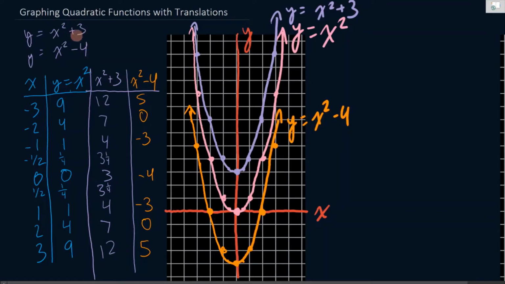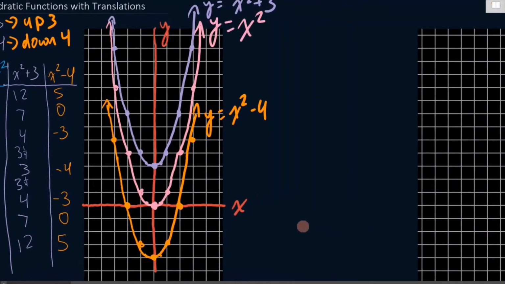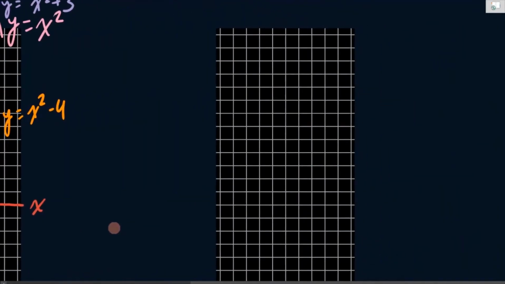So these are called vertical translations. So this plus 3 meant it moved up 3, and that negative 4 meant it was down 4. Okay, so that's our first type of translations. Our next type of translations are a little bit trickier. And let's go through these very carefully and slowly.